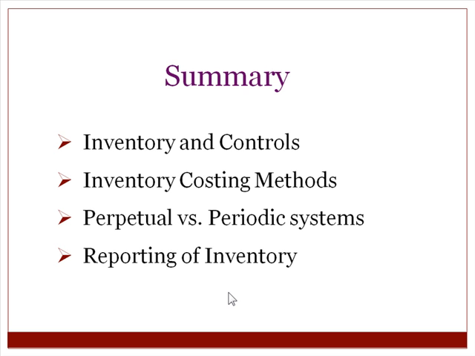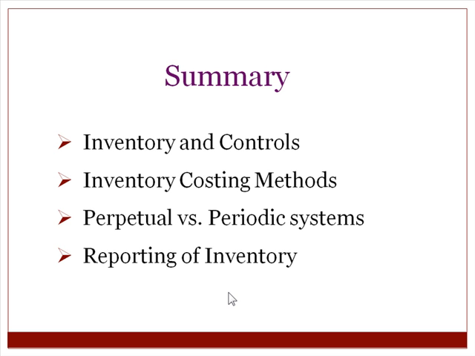In summary, I know I probably spoke a little fast. I try to keep these down to a certain amount because they're hard to download if they're too long. We went over inventory and controls, inventory costing methods, the perpetual and the periodic systems, and reporting of inventory. I want to say that there's a lot to inventory. This is fairly mechanical in this class because it's beginning accounting. If you take advanced accounting, as I mentioned, you'll go into more about inventory and the types of controls.